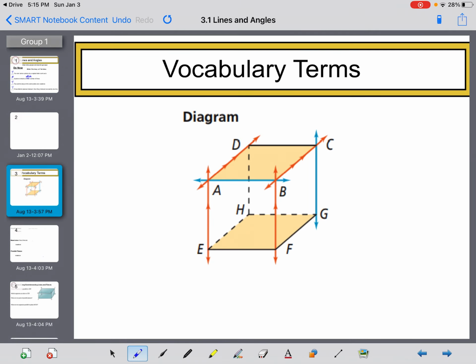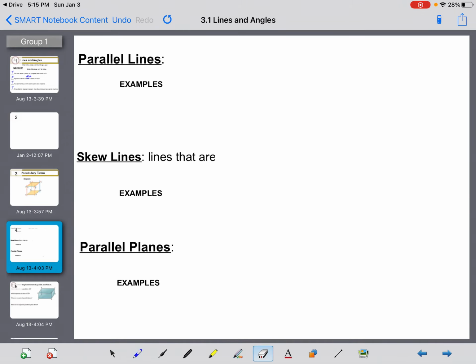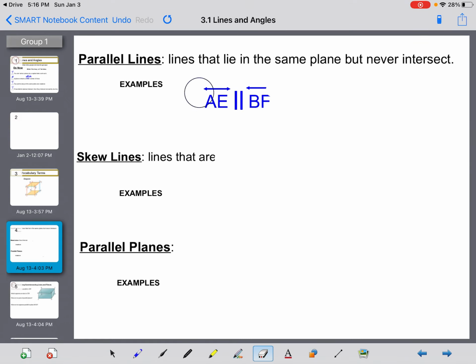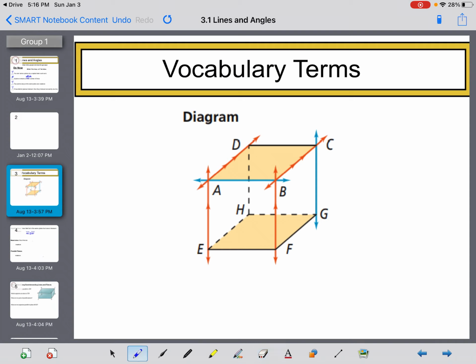For all of our vocabulary terms, we're going to use this diagram to aid us. Our first vocabulary term is parallel lines. Those are lines that lie in the same plane, but they never intersect. For our examples, line AE is parallel. Notice the symbol for parallel looks like a sideways equal sign. So line AE is parallel to line BF, and let's take a look there. AE is right here, and BF is right here. So these are parallel lines to each other. They are never going to cross.